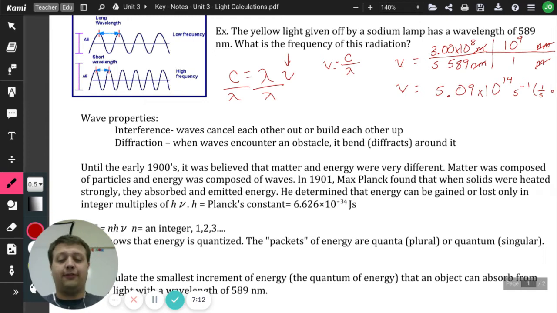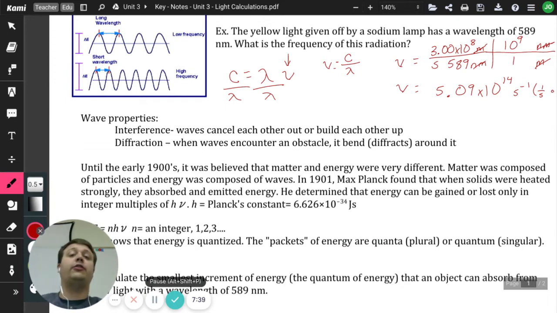You've also got diffraction, and diffraction is just when a wave encounters an obstacle, it's going to bend it. If I take a rock and I put it in the middle of the beach where the wave is going to crash onto the shore, that wave is going to go around that rock, right? When it encounters that obstacle, it will bend or diffract around it, okay?